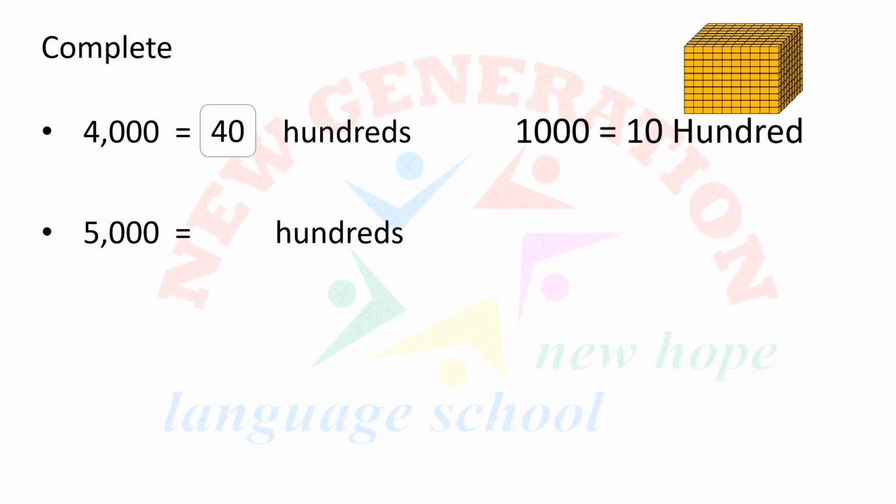5000 equals what hundreds? Okay, pause the video and try to solve this. I guess now you have all solved it. I want to convert the 5000 in terms of the hundreds, so I will cancel two zeros. The answer will be 50. Also, I ask myself, 1000 has 10 hundreds, so the 5000 has 50 hundreds.